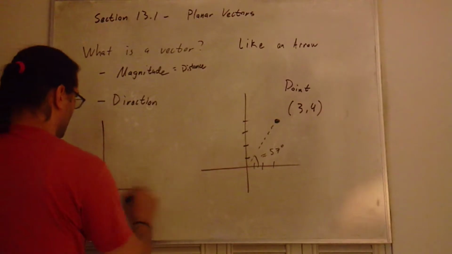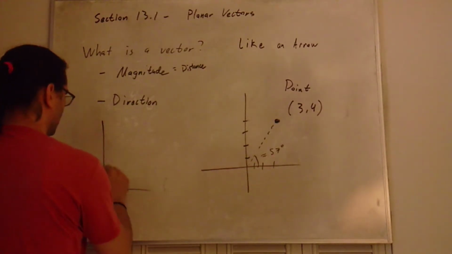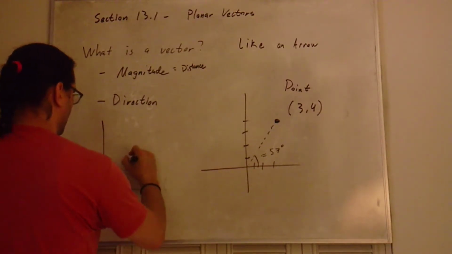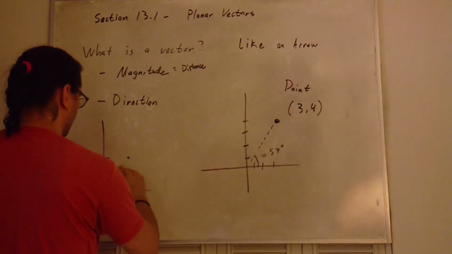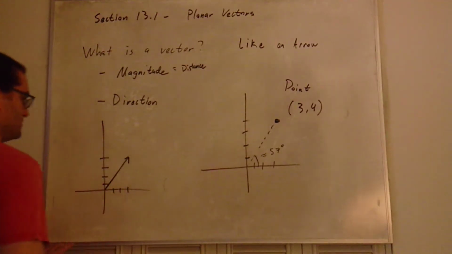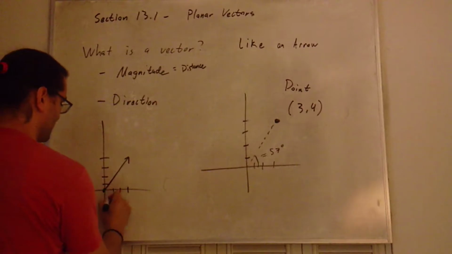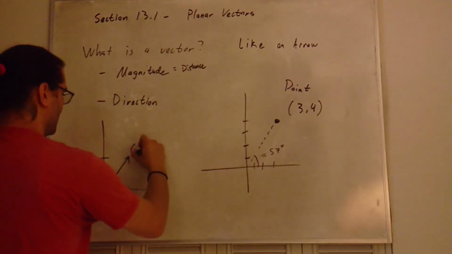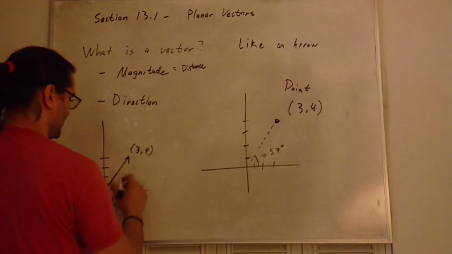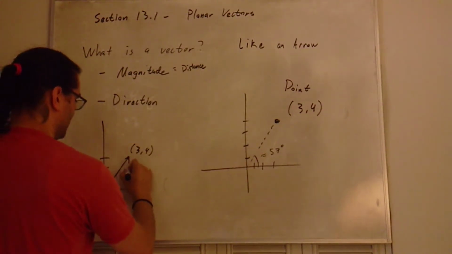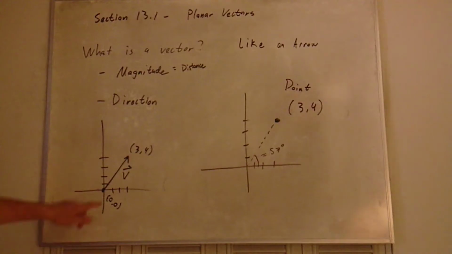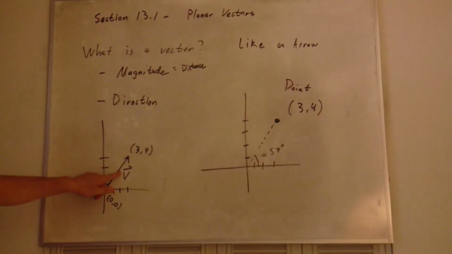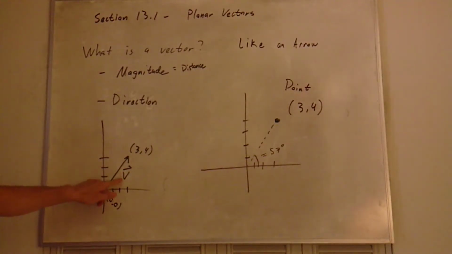But we could talk about the vector that goes from the point 0, 0 to the point 3, 4. This vector, I'm going to write vectors usually with little hats on them, like arrow-shaped hats. So this is v with a little arrow-shaped hat on it. That means vector.